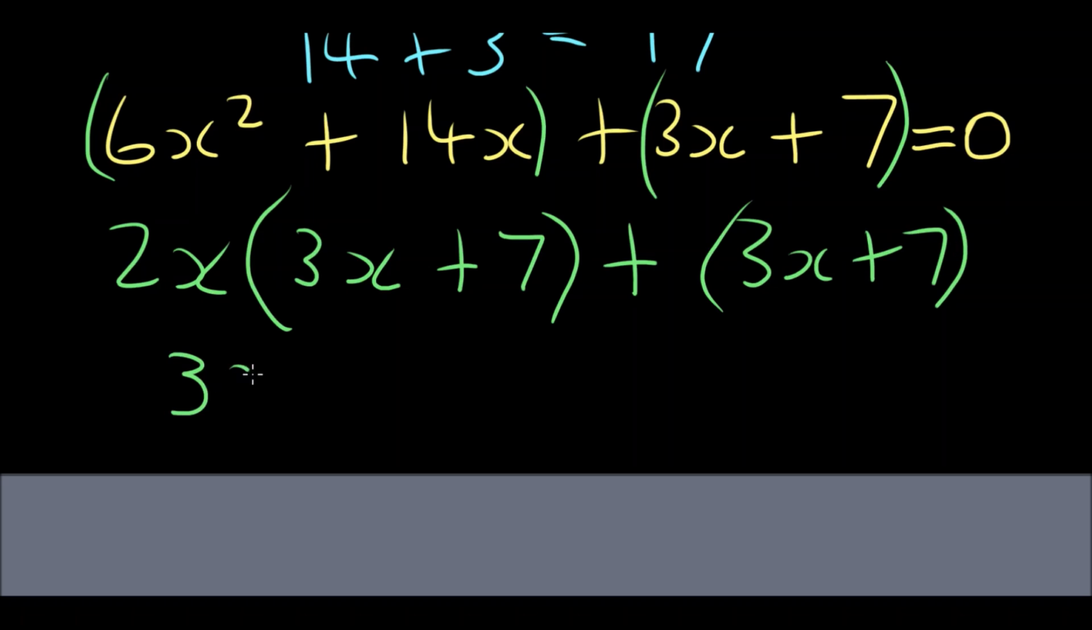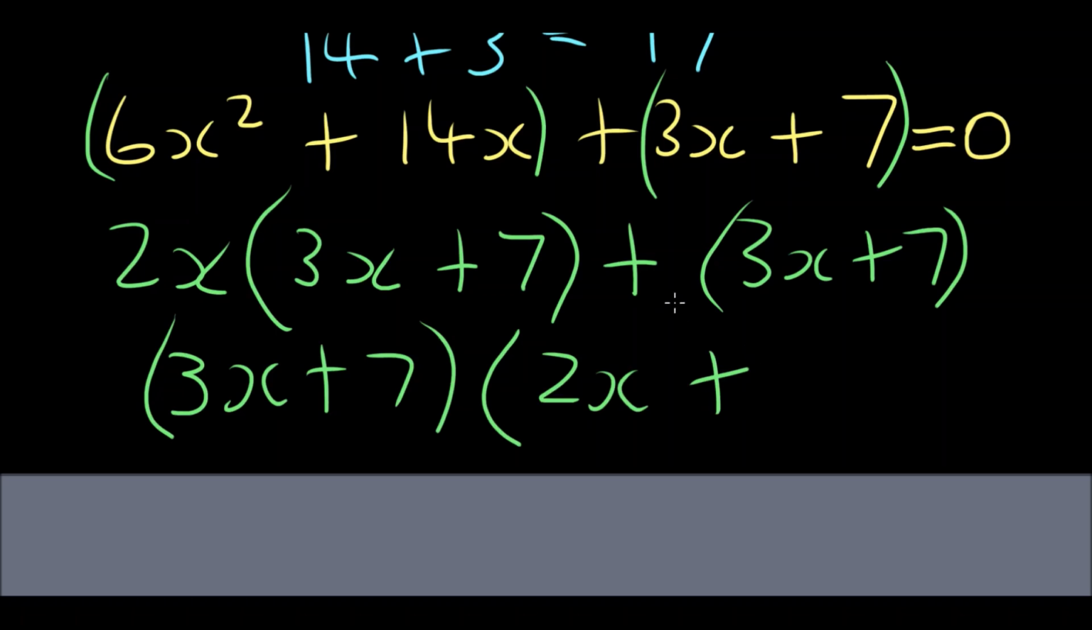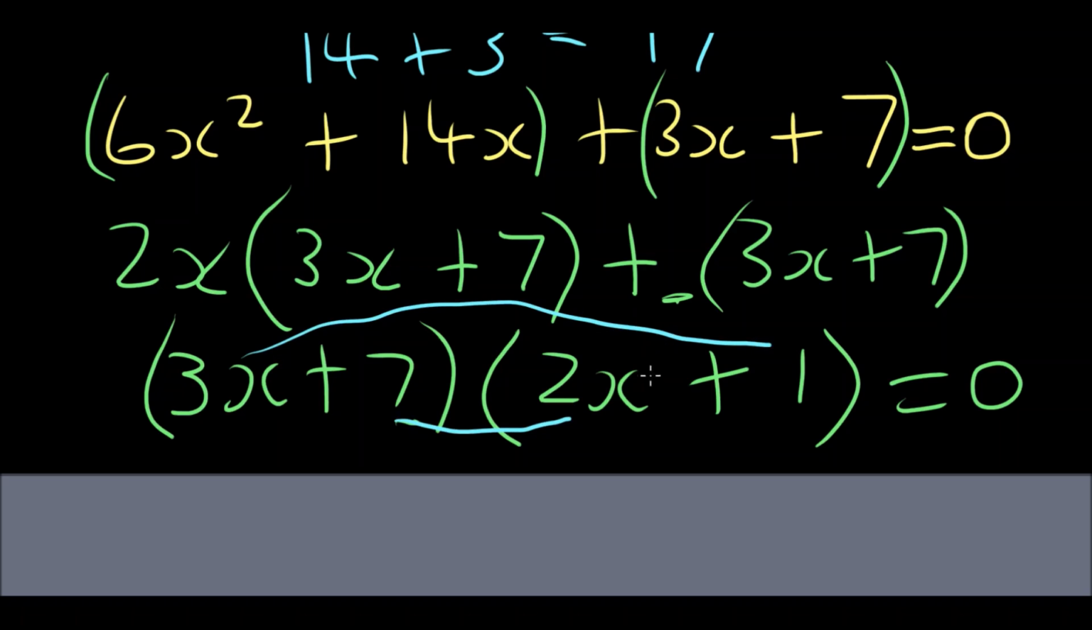Okay. So we can go ahead and put that out the front. 3x plus 7 multiplied by 2x plus what? 1, right? And that should be our final factored form. Let's go ahead and check that. 3x times 2x is 6x squared. That's correct. 7 times 2 is 14x, plus 14x plus 3x is 17x. That's right. And 7 times 1 is 7. So we'll get our original equation of 6x squared plus 17x plus 7 equals 0. And you can solve that as per what we've done before.